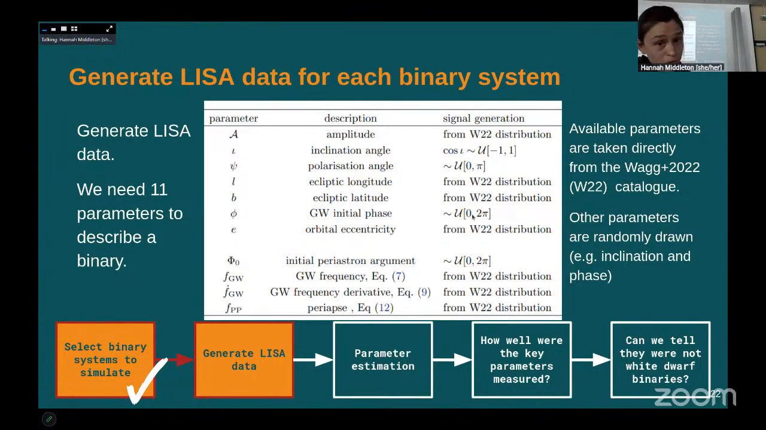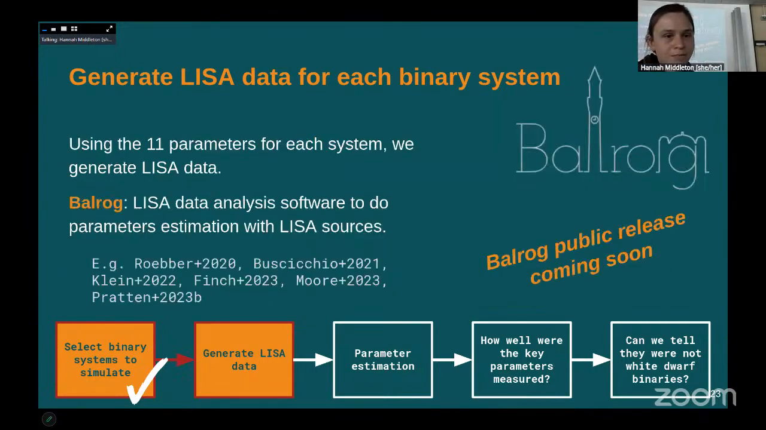The phase we draw. The orbital eccentricity we take from the catalogue. The initial periastron argument we draw. And so these three parameters, which I'll talk more about as we go along, are the gravitational wave frequency, the frequency derivative, and the advance of the periastron frequency. So these all come from the catalogue as well. So once we have these parameters, we can create a simulated system and put it in LISA data.